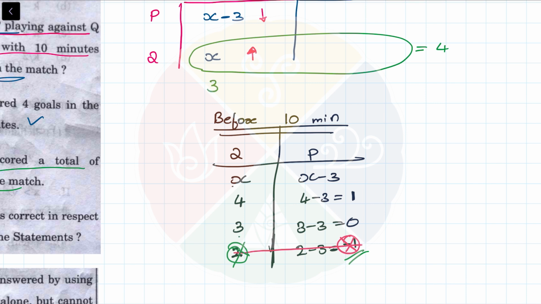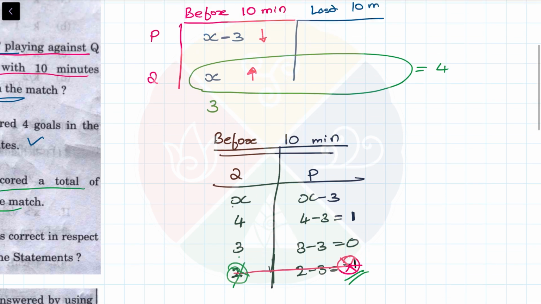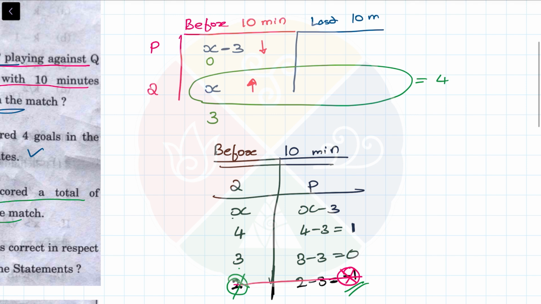Imagine Q only scored 3 goals. If Q scored 3 goals, that means P scored 0 goals, and since we want a total of 4 goals, in the last minute Q should score 1 more goal, then we will get 4 goals. But we know nothing about P according to statement number 2. Okay, so P scored 0 goals before the last 10 minutes.